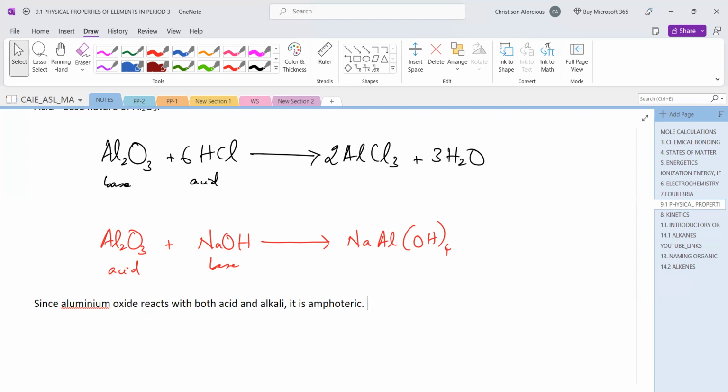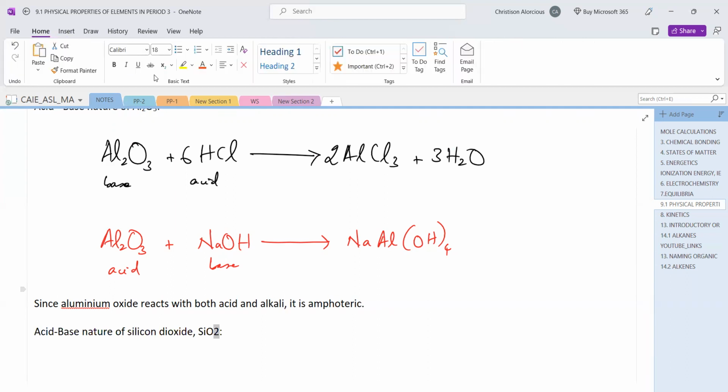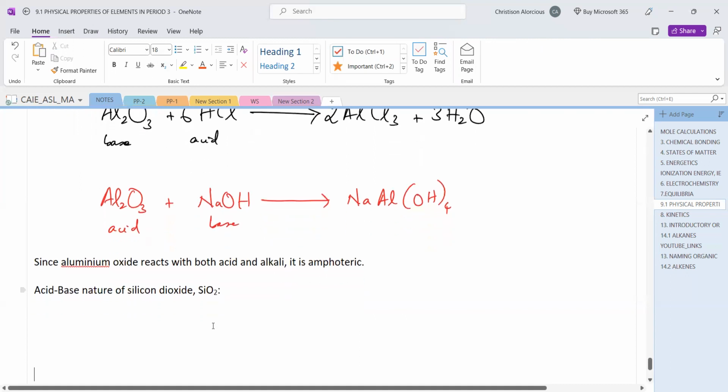It is amphoteric. We can have a similar discussion on the acid-base nature of silicon dioxide, or silicon(IV) oxide as it's called, SiO2. Remember, SiO2 has a giant macromolecular covalent structure similar to that of diamond. It's a tetrahedrally held structure.